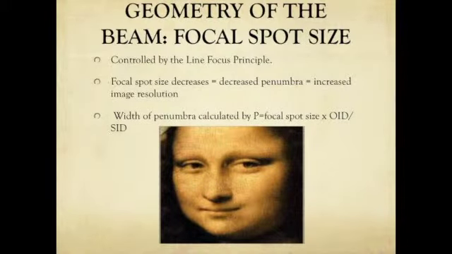The geometry of the beam is the most important factor in achieving the level of resolution and detail desired. The X-ray beam is emitted from a small focal spot, and photons diverge as they move further from the source. This is known as the inverse square law.